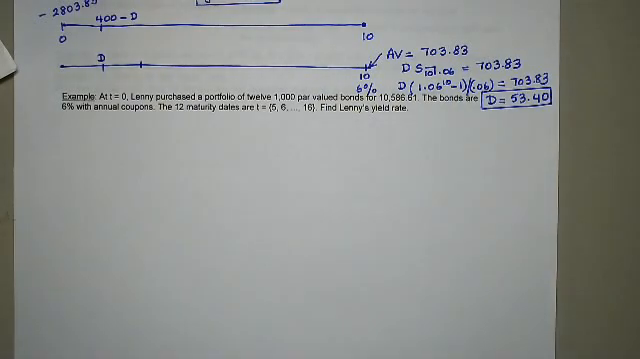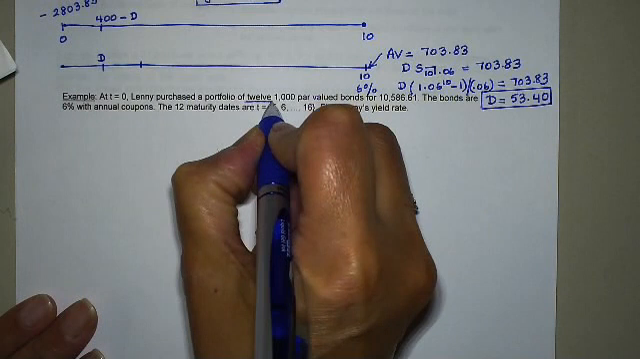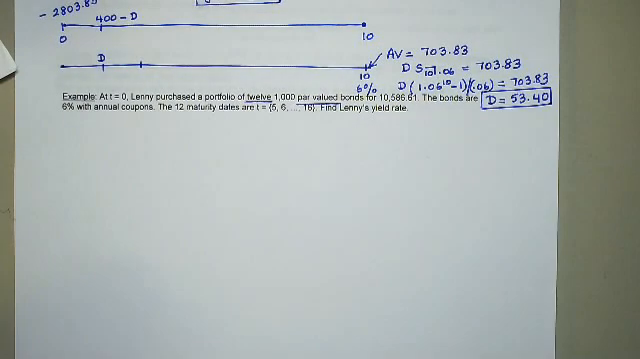Okay, so we're on page 11, the bottom half of page 11. At t equals 0, Lenny purchased a portfolio of 12 $1,000 par value bonds, all at par value, for 10,586.61. The bonds are 6% with annual coupons. The 12 maturity dates are t equals 5 through t equals 16. Find Lenny's yield rate. So why don't we begin by setting up these bonds?